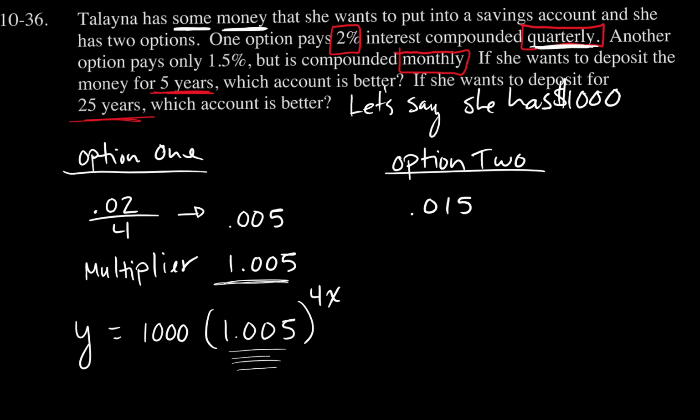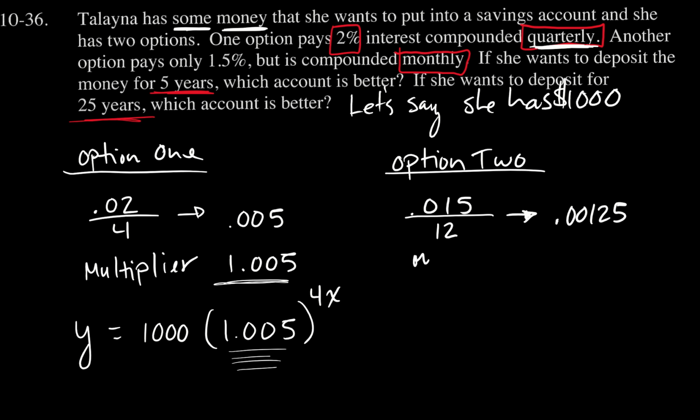0.015. But instead of dividing by 4, this one says it's compounded monthly. So I'm taking that annual interest rate and dividing it by 12 to get 12 compounding periods. Now 0.015 divided by 12 gives me the number 0.00125. It's a much smaller number than the 0.005 from the other option.